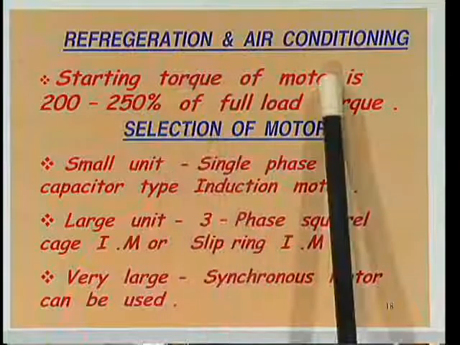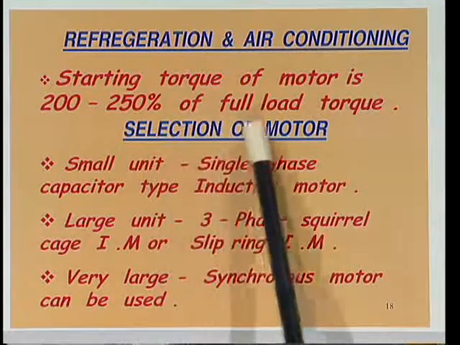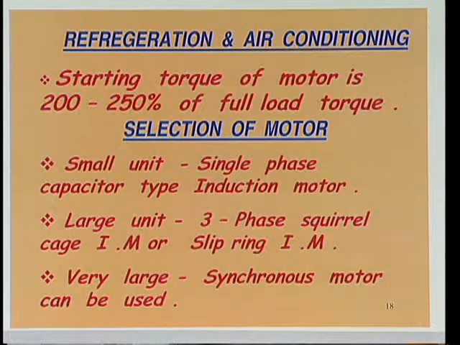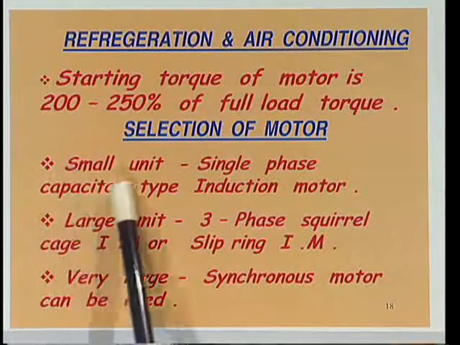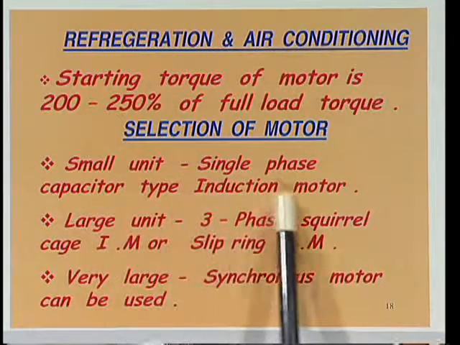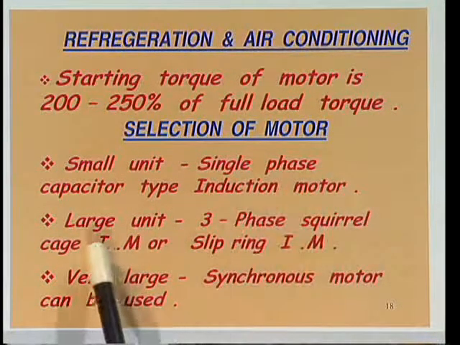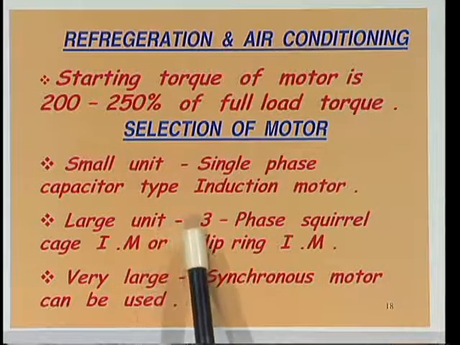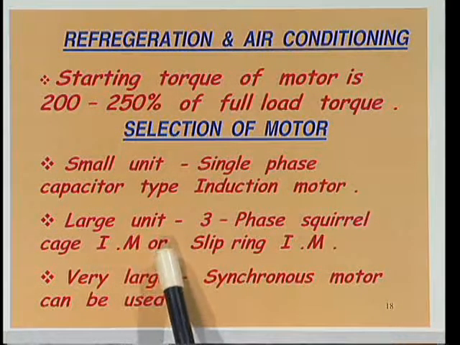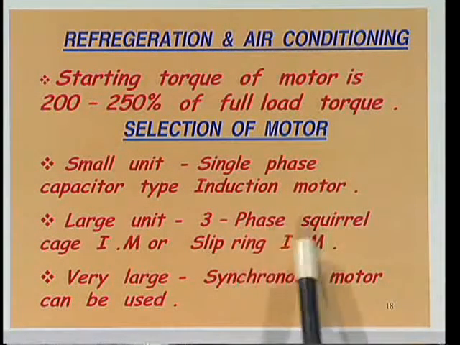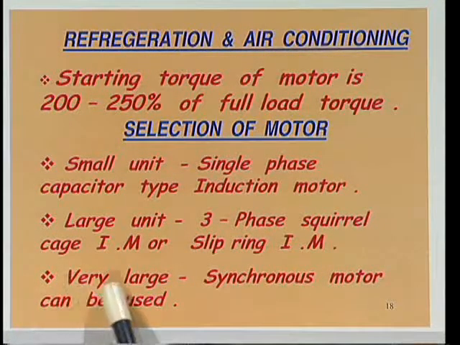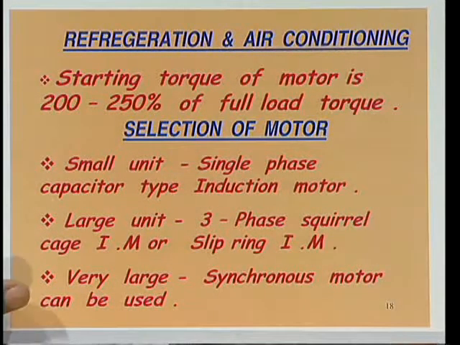The starting torque of motor is 200 to 250% of full load torque. The minimum torque needed for the motor is 200 to 250%. Selection of motor: small unit single phase capacitor type induction motor can be employed. For larger refrigeration and air conditioning unit, 3-phase squirrel cage induction motor or slip ring induction motor. These are all AC motors widely employed in industries. If it is very large unit, synchronous motor can be used for this particular drive.